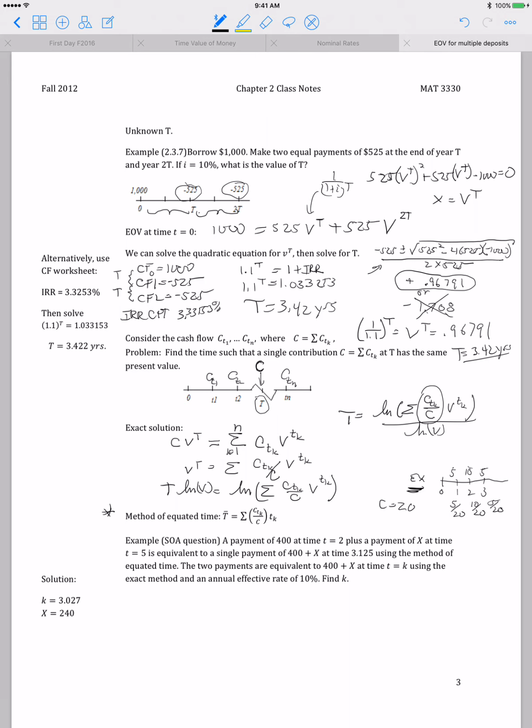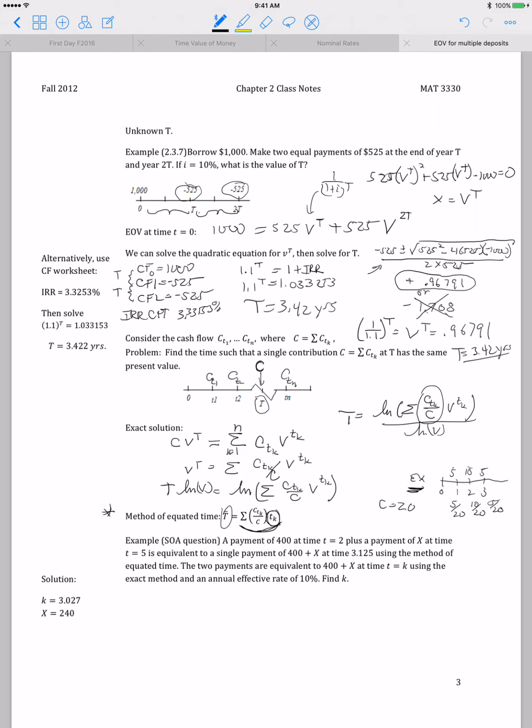So the method of equated time, the approximation to the time where this single lump sum cash flow occurs, is denoted by T bar. T bar is just going to be a weighted average of the times at which the cash flows occur, where the weights are the cash flow over the total cash flow at that time.